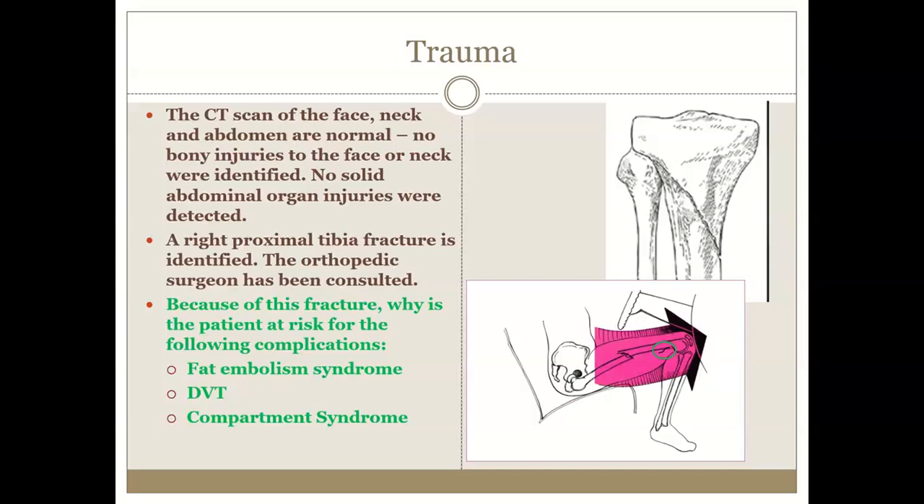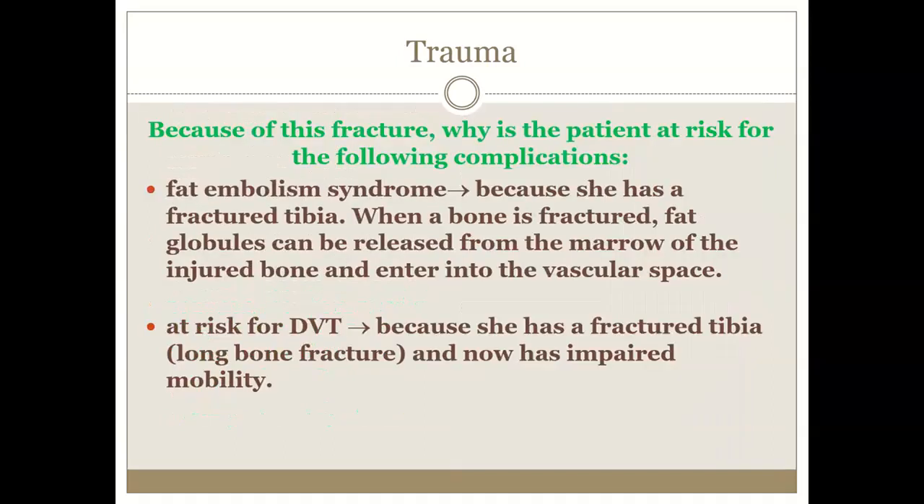Now, because there is a tib-fib fracture, the patient is at risk for 3 additional problems, and that is a fat embolism syndrome, a DVT, and a compartment syndrome. So we're going to look at each one of these, identify what they are, and what interventions are needed for each one. So when we look first, we know that the individual is at risk for a fat embolism syndrome.